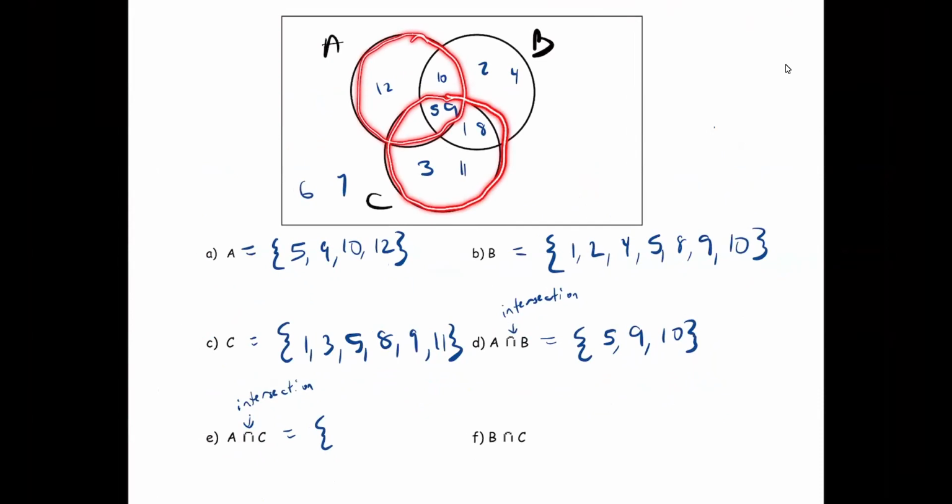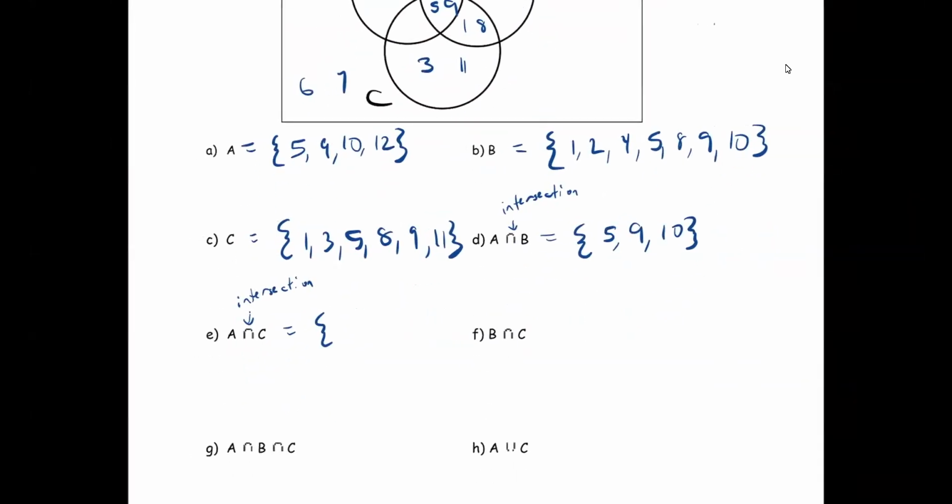5 and 9. Looks like it's just 5 and 9, right? Yes. Yeah, just 5 and 9. So that is correct, 5 and 9. All right, the next one says B and C this time.